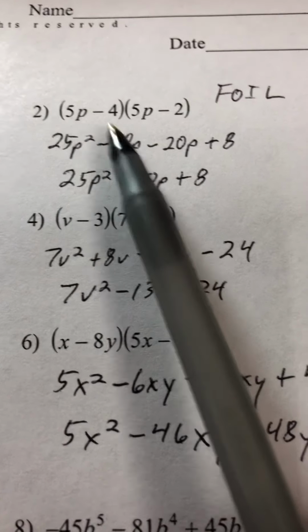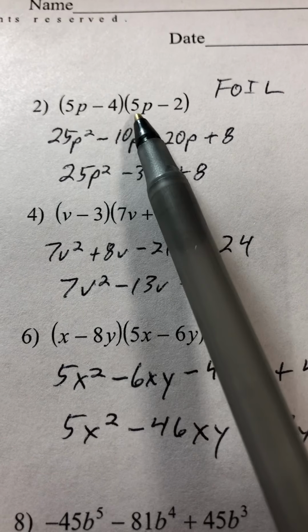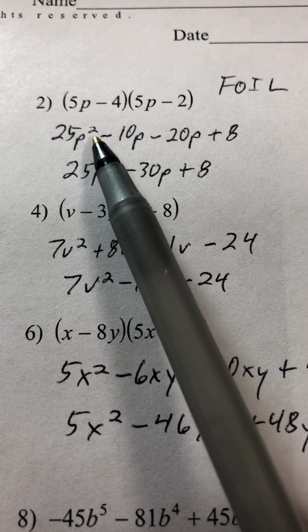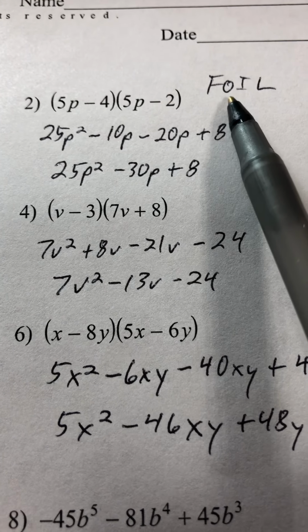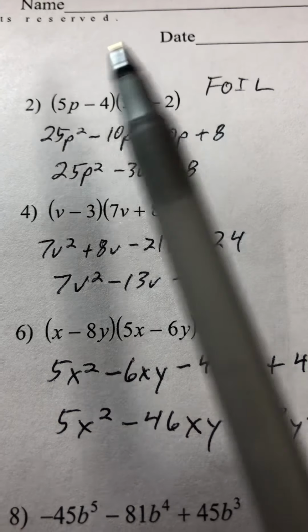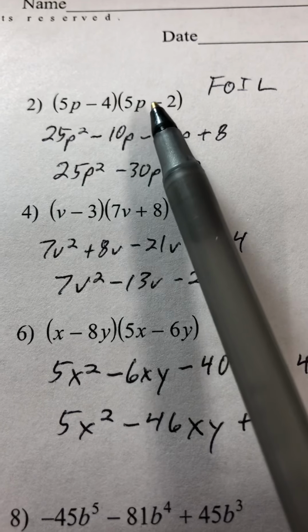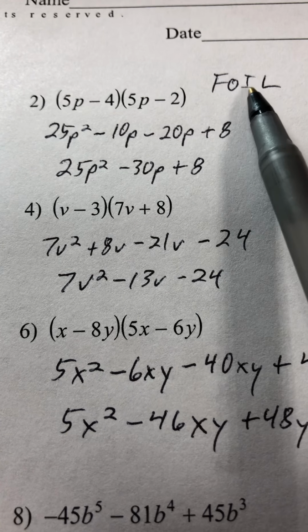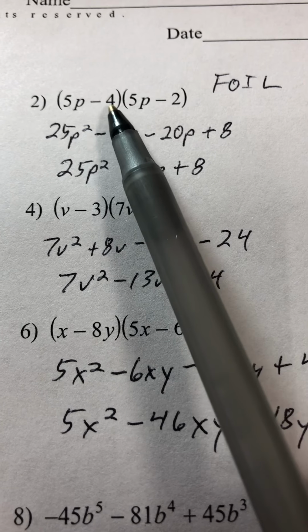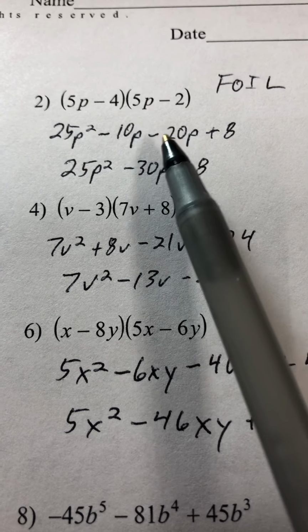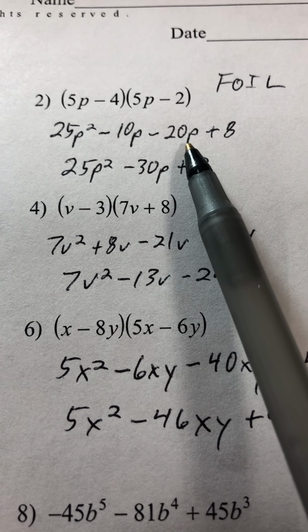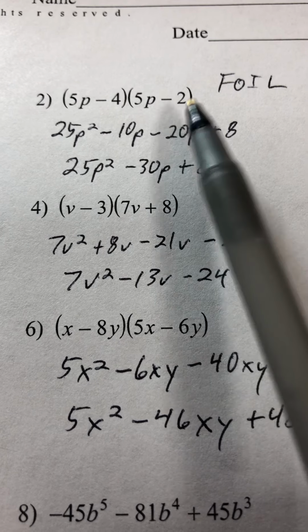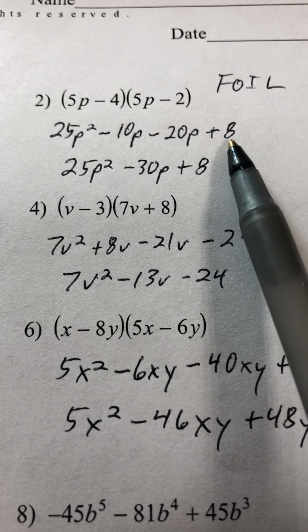I'm going to use the FOIL method. First times the first, 5p times 5p is 25p squared. The outsides, I'm going to multiply the outsides. 5p times negative 2 gives me negative 10p. Then I'm going to multiply the insides. Negative 4 times 5p gives me negative 20p. And then I'm going to multiply the last. Negative 4 times negative 2 gives me a positive 8.